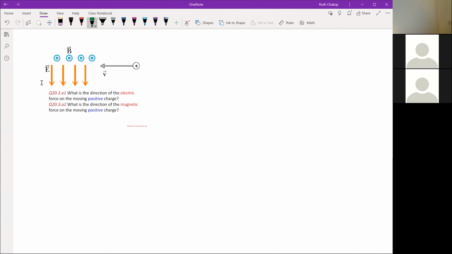So the electric force is clearly going to be down because it's a positive charge. So the force is in the direction of the electric field. Magnetic force will be fingers along V, curl out, thumb up. Magnetic force is going to be up. And so the net force is just a question of the relative magnitudes of those two forces.